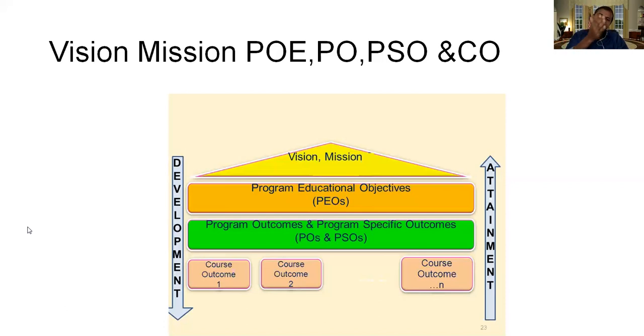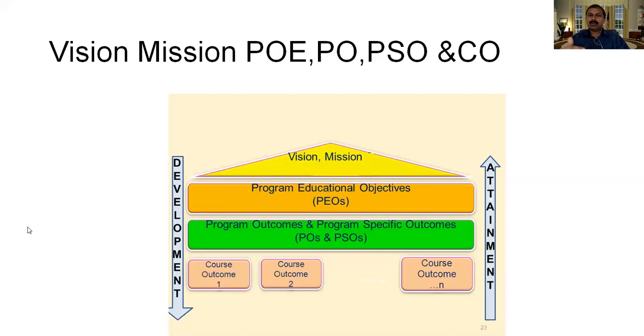From mission and vision, we reach program educational objectives, and from there we define program outcomes and program specific outcomes, and we define the course outcomes. And actually we teach only the courses, and as we teach the courses, we assess whether the course outcomes are met. On the right side, we have the attainment. If the course outcomes are attained, then the program outcomes and program specific outcomes are met.